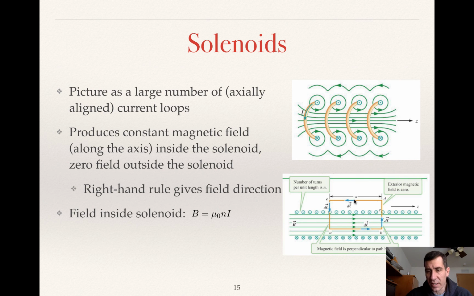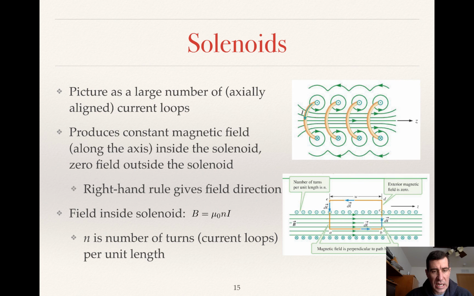So inside the solenoid, we can actually use Ampere's law. We'll do this in detail in class to see how this works, but we can draw an Amperian loop, calculate the path integral of the field around the loop, and look at the current through the loop. And what you find is that the field inside the solenoid is μ₀nI, where n is the number of turns or the number of loops per unit length.